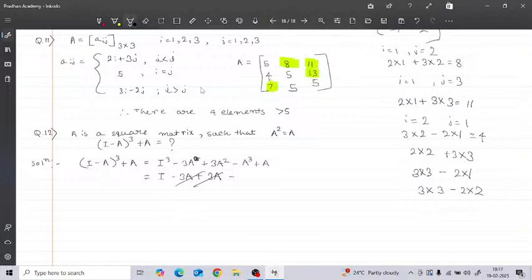Now this A cube can be written as A squared into A plus A. So A squared is equal to A, so it can also be written as A into A plus A. So that is also minus A squared, and this A can also be written as A squared. So this will also be cancelled out, and I is my required answer.